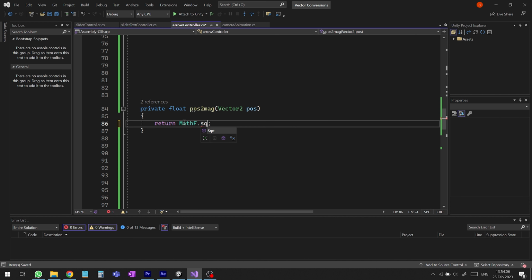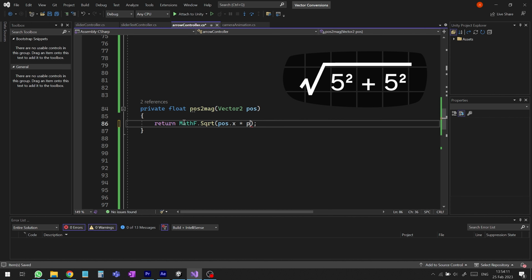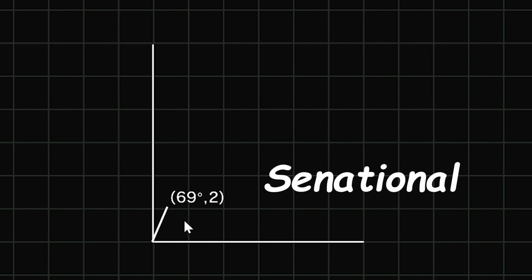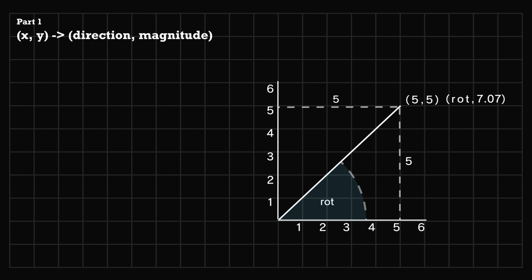So, let's return the square root of our x position squared plus our y position squared, and we can square them by multiplying them by themselves. You can use a power function to square the numbers, but I think it just makes it more complicated and messy. Sensational. Okay, so now let's find the angle.